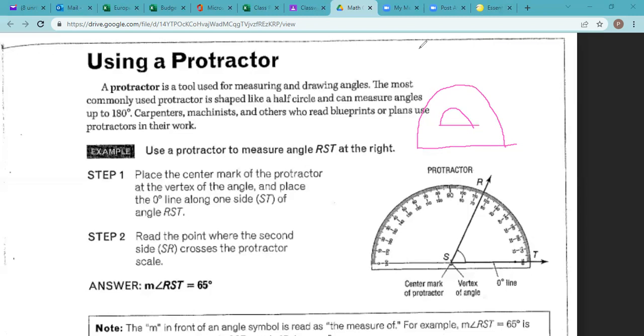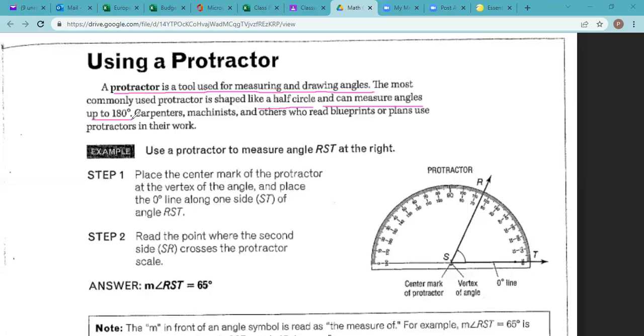Okay. And it says here that a protractor is a tool used for measuring and drawing angles. The most commonly used protractor is shaped like a half circle and can measure angles up to 180 degrees. So if you were trying to draw a full circle, put it down, draw around the edge, then stop, turn it upside down, and finish it. So you would have a perfect circle.